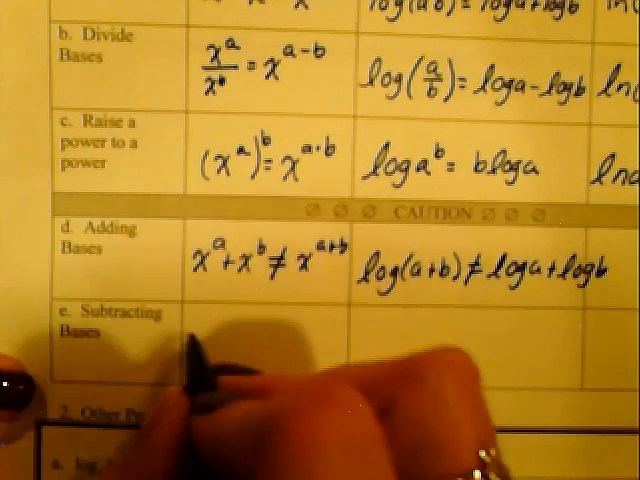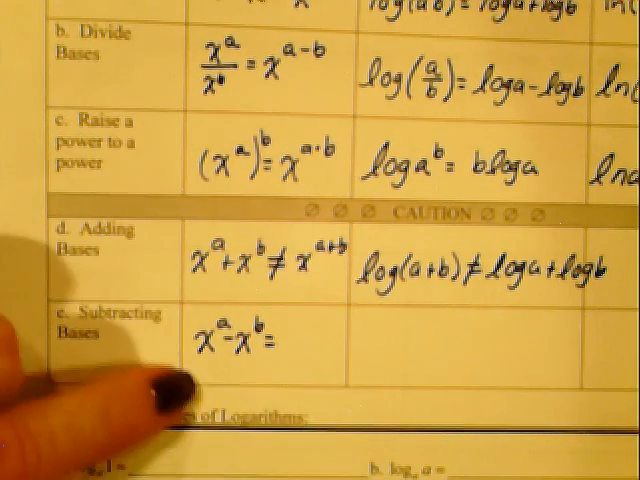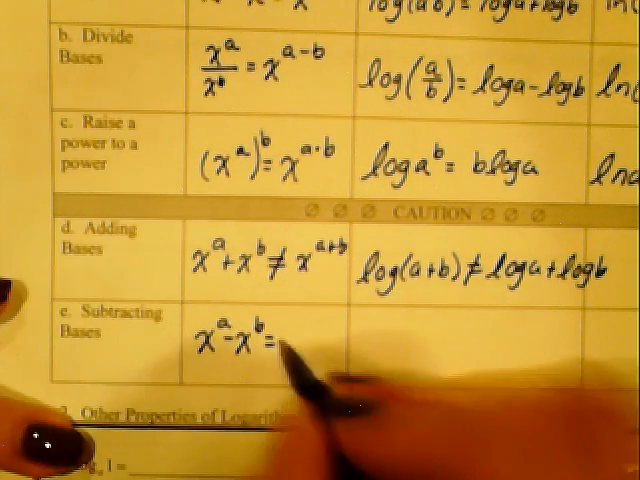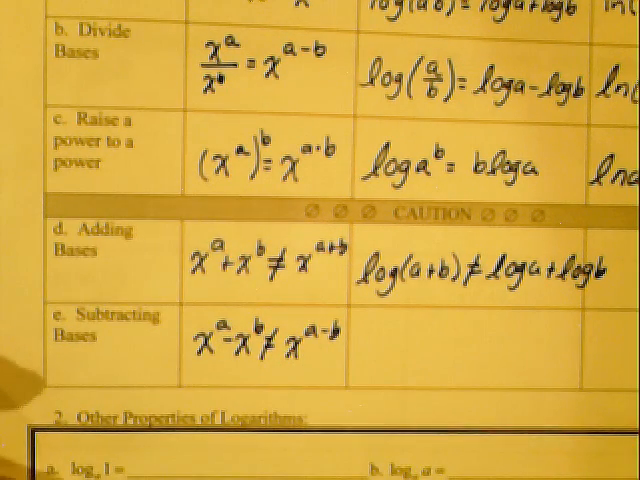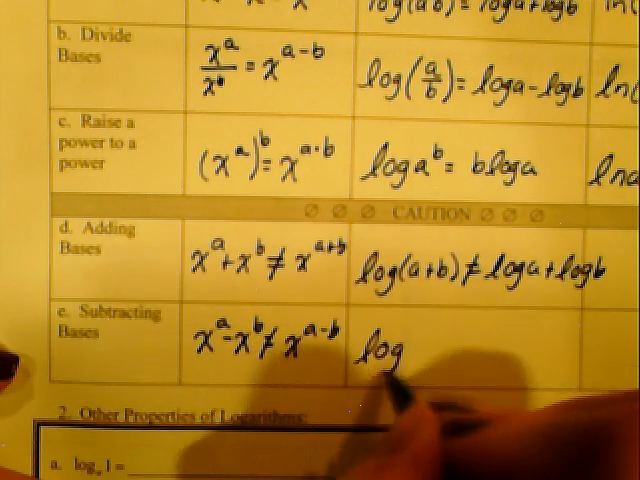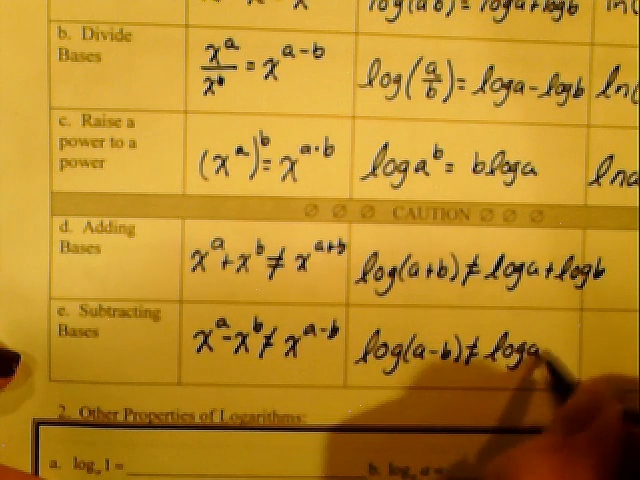Same thing with your subtraction. In terms of your exponents, if you're subtracting x to the a minus x to the b, it is not equal to x to the a minus b power. Same thing with your logarithms. Log of a minus b is not equal to log of a minus log of b.